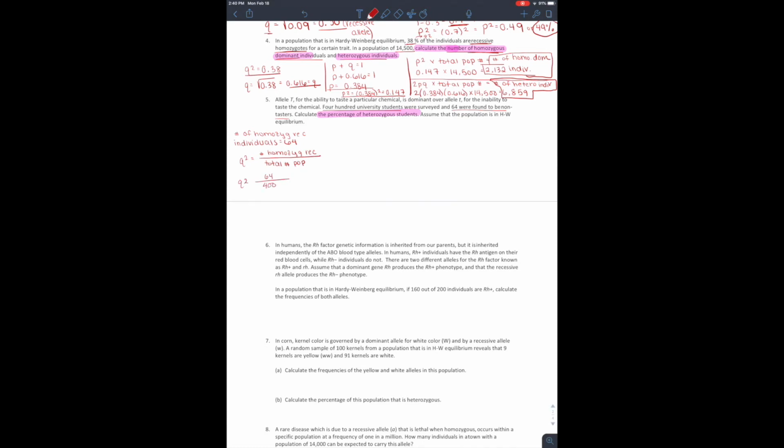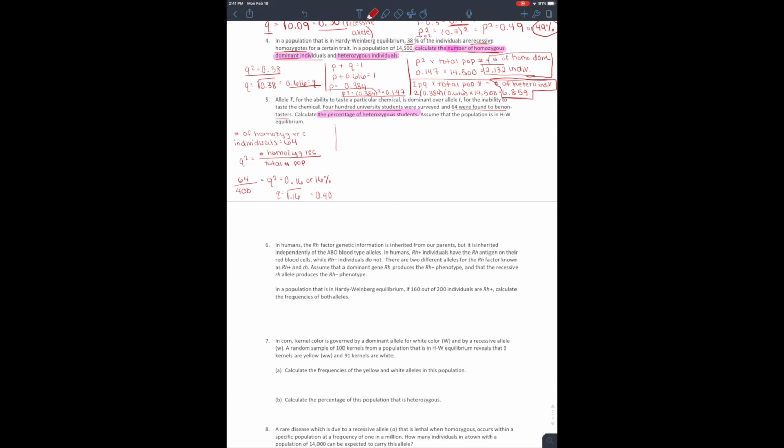So Q squared is going to be equal, well, that's a weird way to represent that. Let's try that again. 64 out of 400. It's going to be Q squared. So when we do the math, that's going to be 0.16 or 16%. That is the Q squared number. To find Q, because remember, Q squared is just the frequency of homozygous recessive individuals, I want to find the frequency of the recessive allele here. So Q is going to be the square root of 0.16, and that is going to equal 0.40.